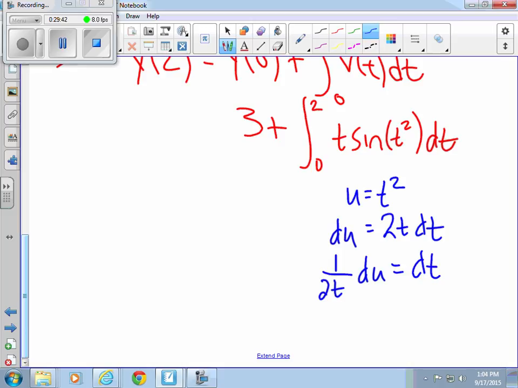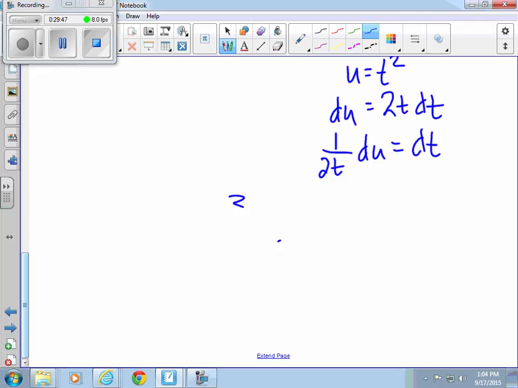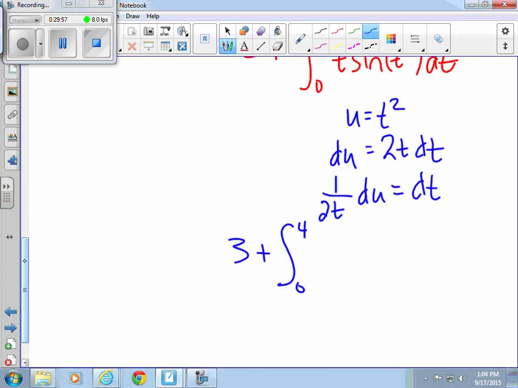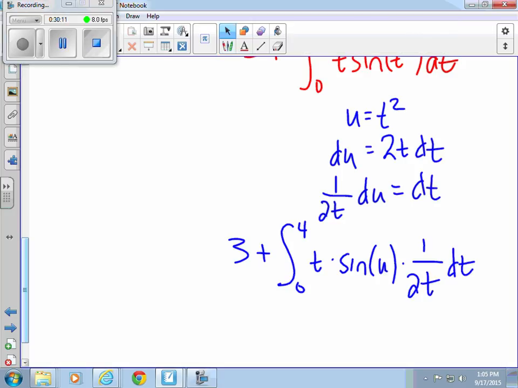Okay? So good. This is 3 plus the integral from 0 to 4. Where in the world did I get 0 to 4? I changed the u values from 0 to 2 to 0 to 4, because now they're u's, not t's. t times sine of u times 1 over 2t. The t's cancel. The antiderivative of sine of u is negative cosine of u.